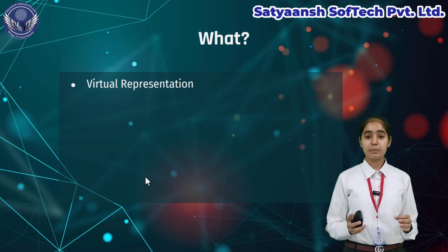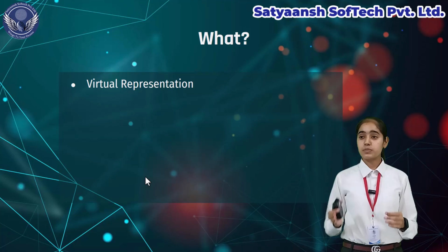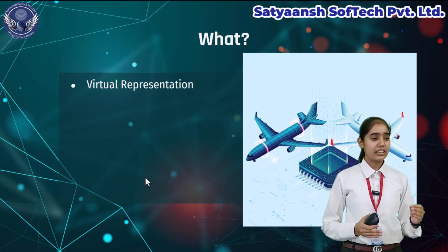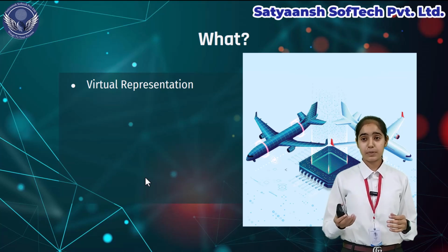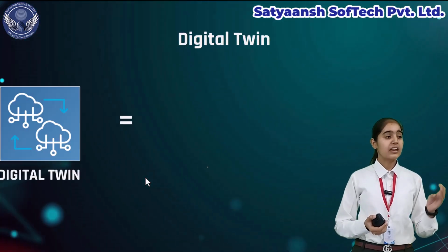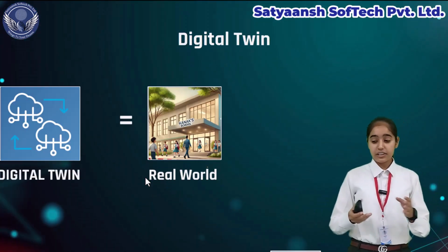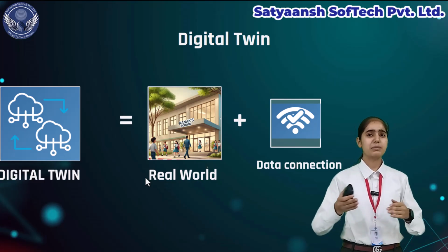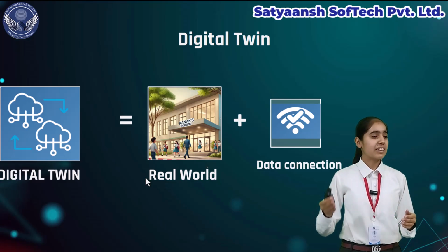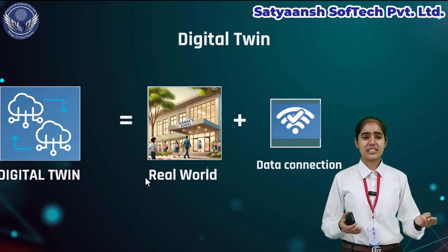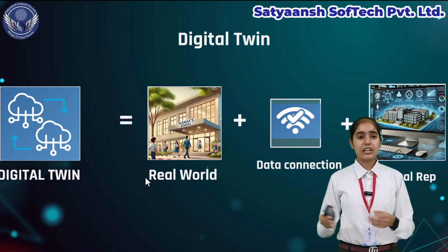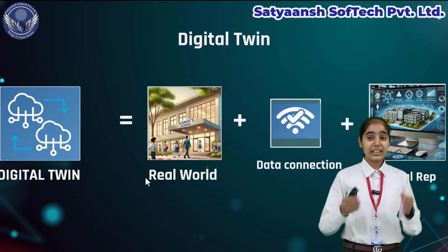It is a virtual representation of real-world objects or systems that collect real-time data and helps in predicting problems before they actually happen. So, a digital twin is made when we combine a real-world object, a data connection. Data connection means it is like having a Wi-Fi connection or installed IoT devices like sensors, temperature sensors, and many more devices. And a virtual representation means a virtual copy of the real world thing.